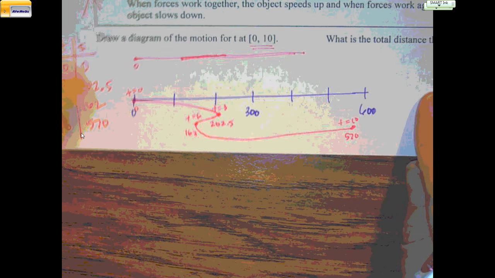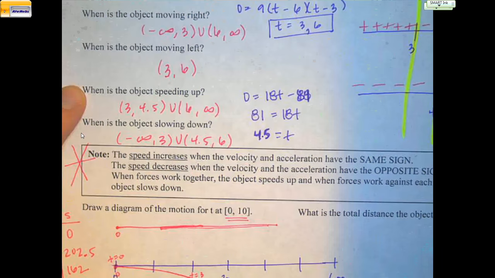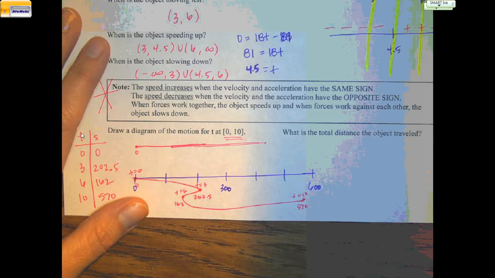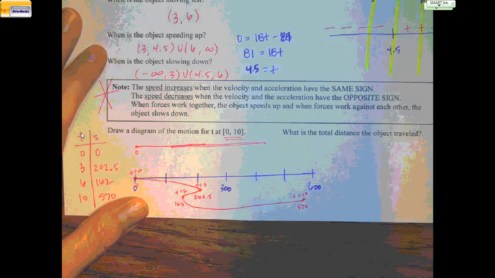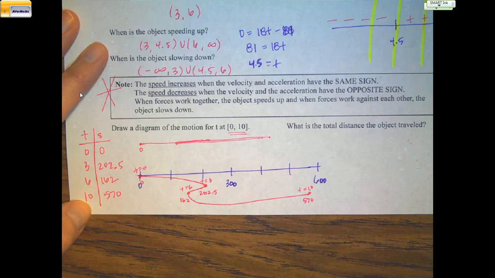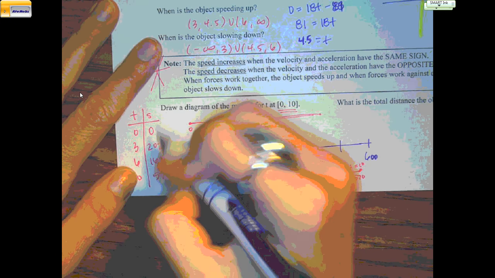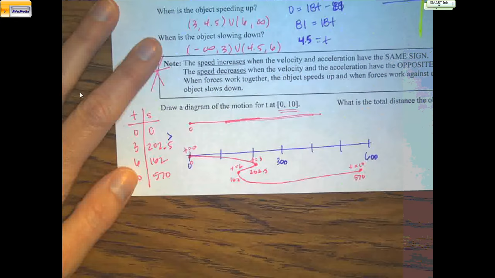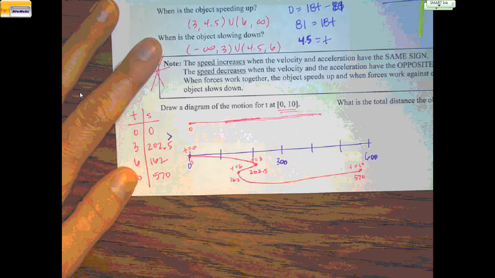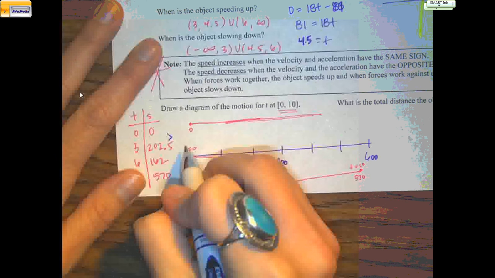They want to know the total distance the object traveled. That's what's next. Now, this was tricky for some folks first hour, and I know in previous years they've really struggled with this. Here's kind of a shortcut way to do that. You figure if you're going from position 0 to 202, how many meters have we gone? 202.5. So 202.5.